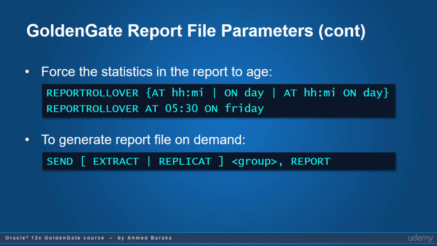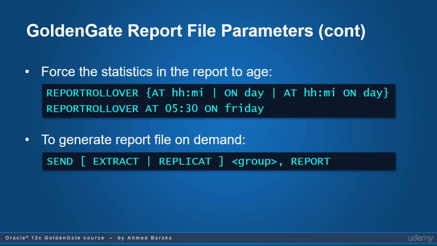If the extract process keeps operating for a long time, you would be interested in controlling the size of the active report file. With the REPORTROLLOVER parameter, you force report files to age on a regular schedule instead of when a process starts. You can specify a time of day, a day of the week, or both. Specifying just a time of day without a day of the week generates a report at the specific time every day.